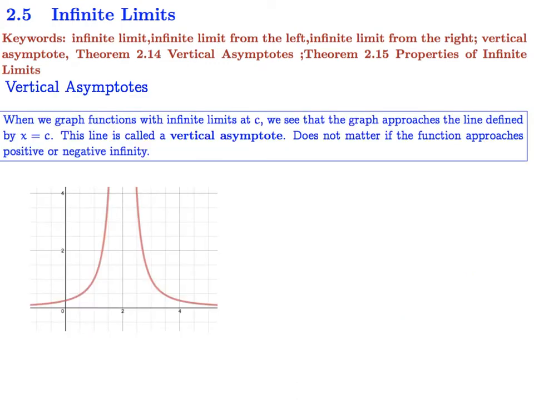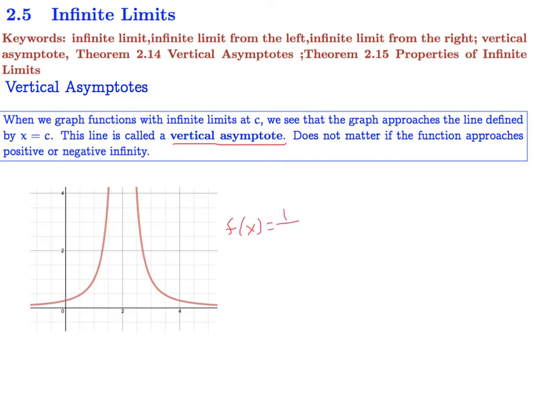So we're going to call this line that our graph gets close to but never hits a vertical asymptote. So our technical definition: when we graph functions with infinite limits at c, and we see that the graph approaches a line defined by x equals c, this line is called a vertical asymptote. So it's very important. It's not an asymptote, it's an asymptote, okay?